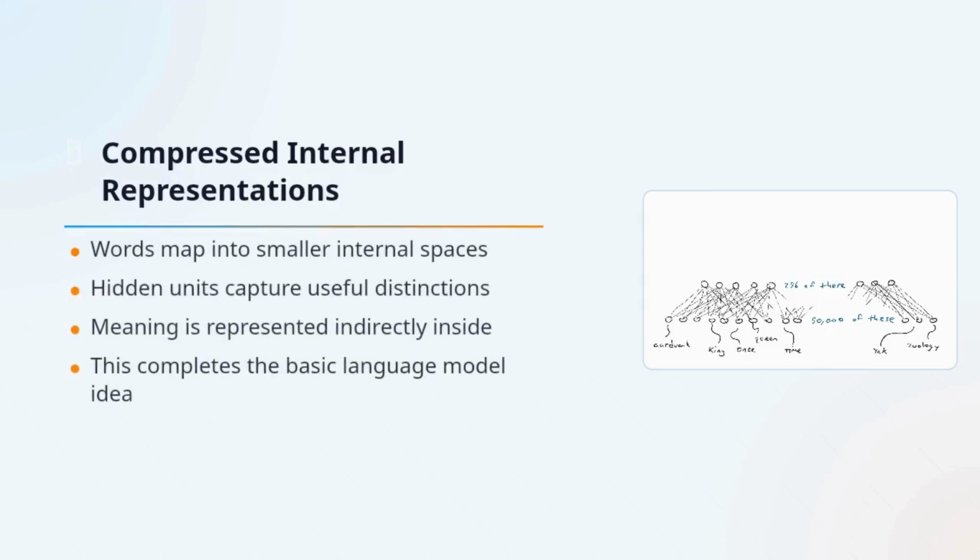Instead of keeping every possible word fully separate at every stage, models compress information into smaller internal spaces. These hidden representations allow the system to carry useful patterns forward without drawing impossible numbers of connections. That is one of the big reasons large language models can work at all. So that wraps up the basic idea of a language model as a next-word prediction system built from learned internal representations.